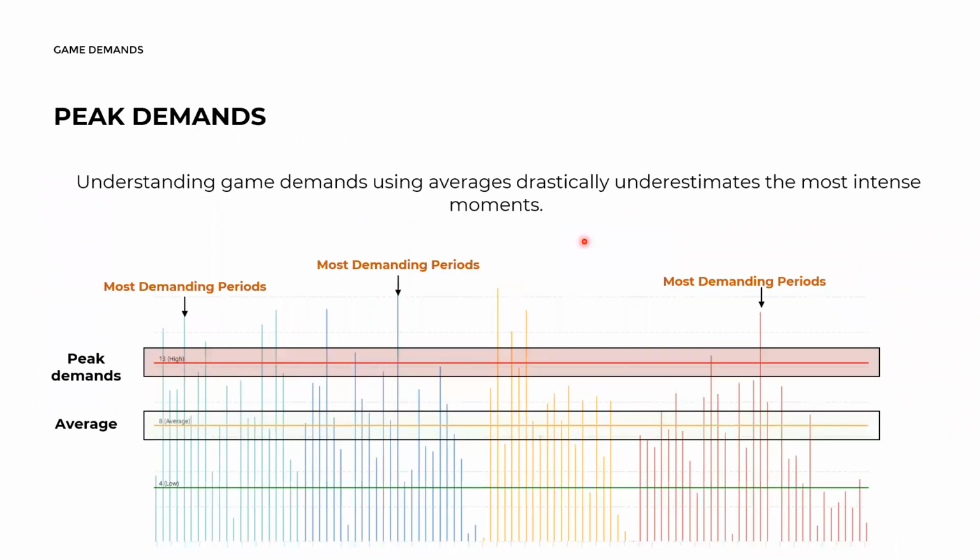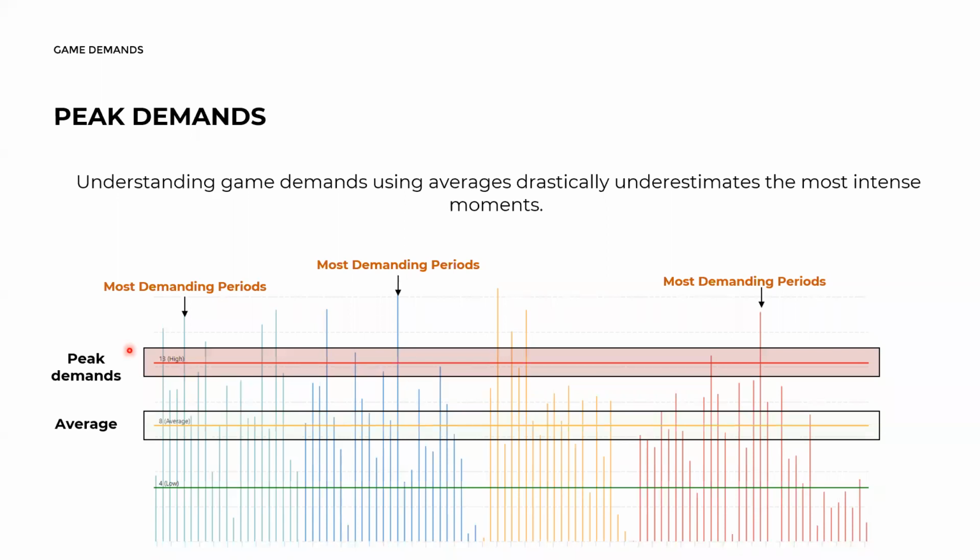And another way to understand game demands is from a worst case scenario perspective, and why I think that, in my opinion, it's important, because understanding game demands using averages drastically underestimates the most intense moments. So, for example, if the average distance that a player covered during a game is 90 meters per minute, that means that sometimes he covered 55 meters in a minute and another time 130 meters.